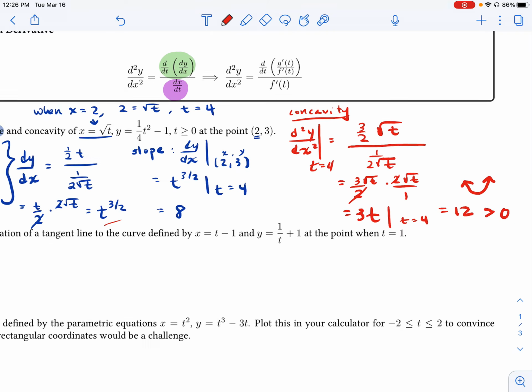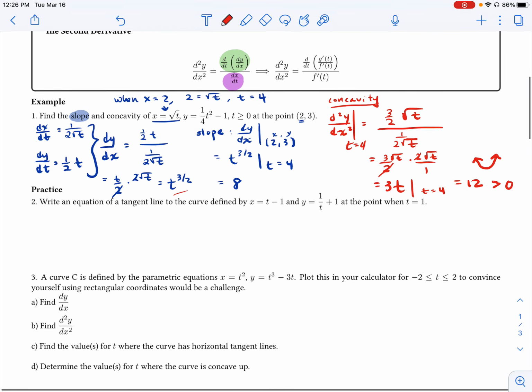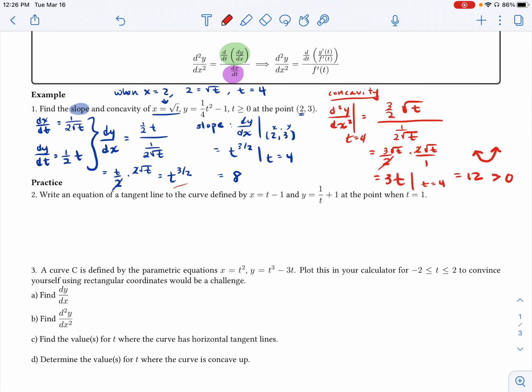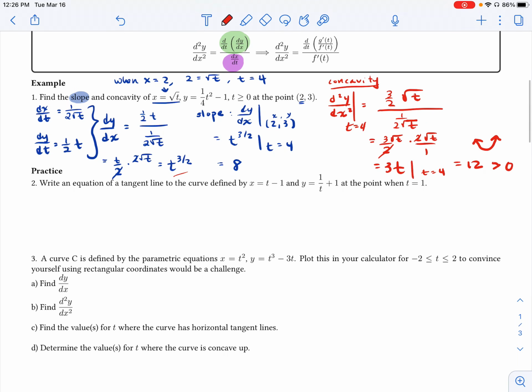So what we can now do, and you may want to just do this on your own real quick, is put those parametric equations into your graphing calculator and look at the point (2, 3) and see, would it look like we have a tangent line there with a slope of 8, and is it concave up at that point? And both of those should be true because I said so. Just kidding, because we just did this problem here, okay?